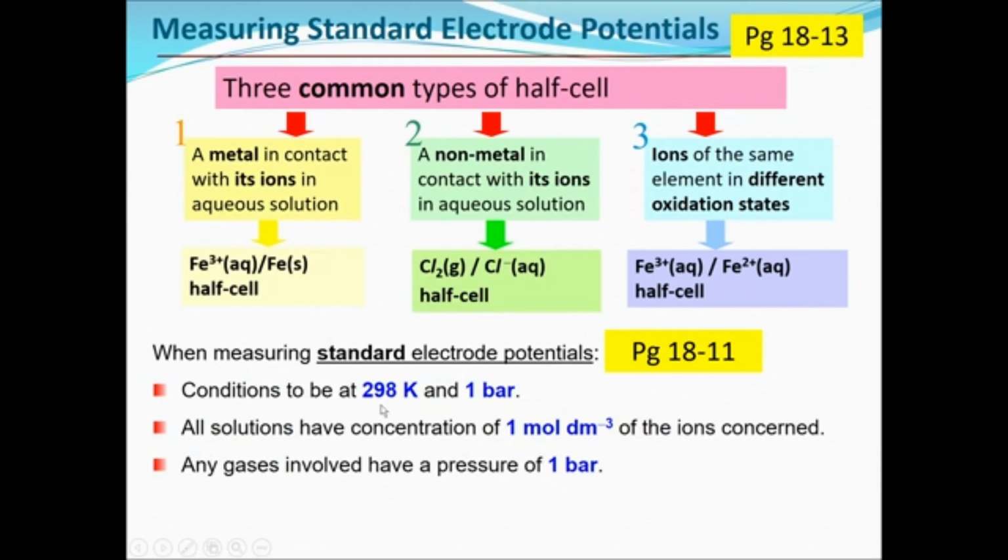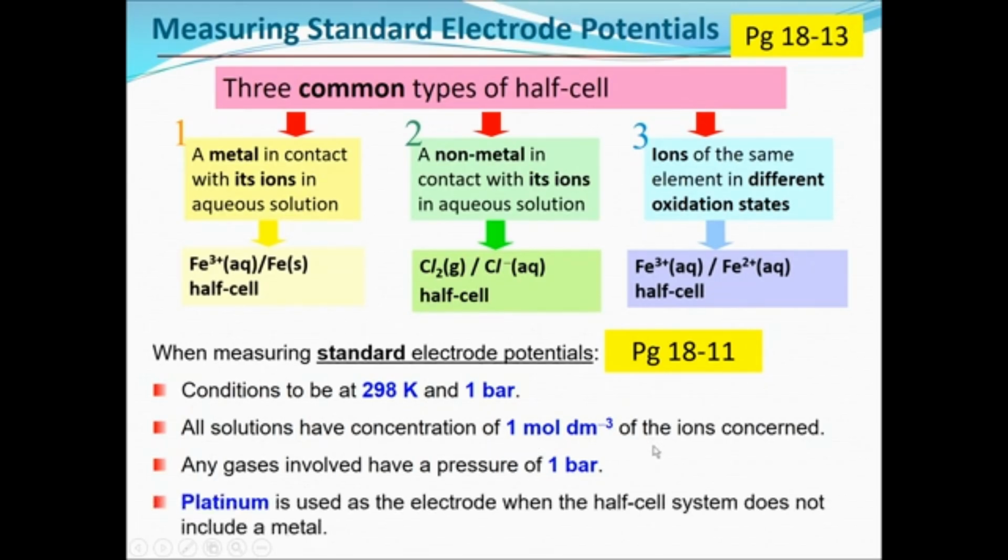We want the 298 Kelvin, 1 bar of any gas that's involved, the partial pressure of the gas, 1 mole per dm³ of the ions. One additional thing is about the platinum used as electrode for a half cell that does not have a metal that's involved in the redox reaction.